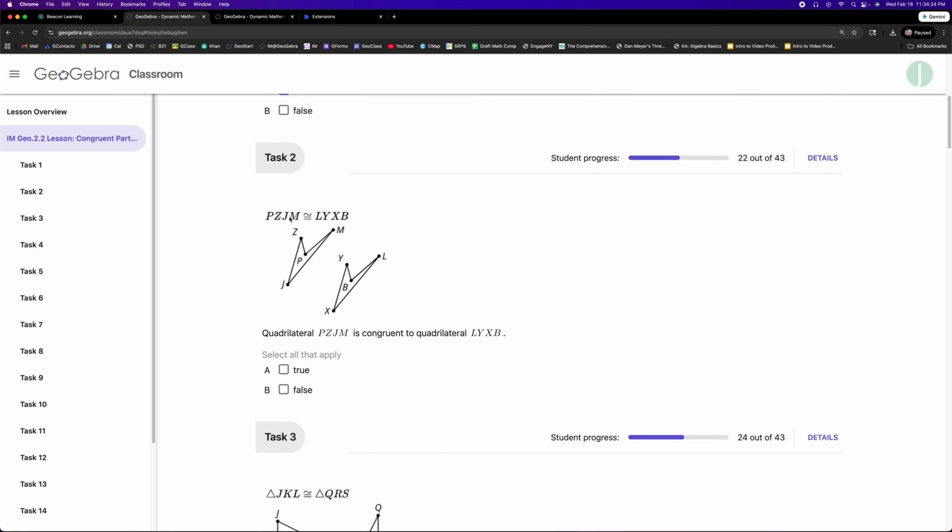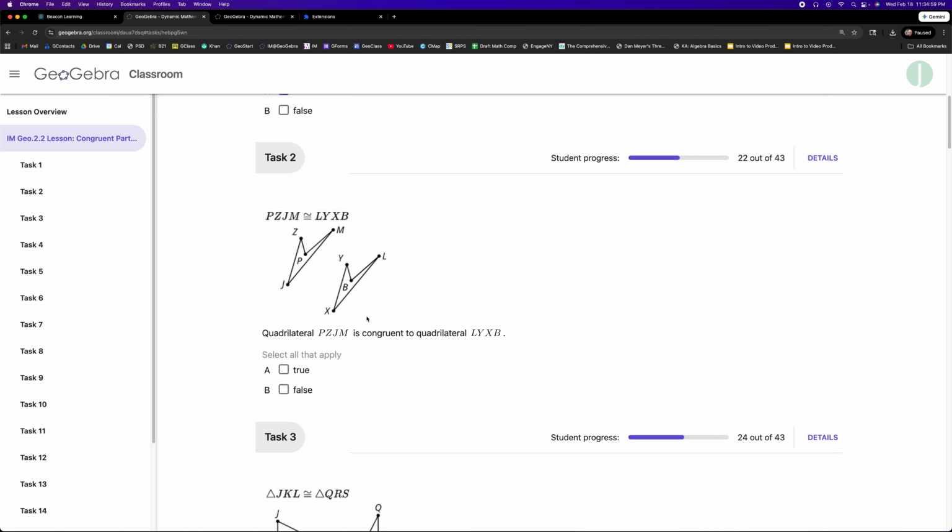Okay, so now we have this weird shape here, this polygon, right? It's 1, 2, 3, 4 sides, so it's a quadrilateral, 4 sides, quad meaning 4, and lateral meaning sides. So, right, there's our sides, and there's our 4. So here we go. Okay, PZJM, so that's this one, PZJM is congruent to LYXB. So we have to determine whether or not that's a true or a false statement.